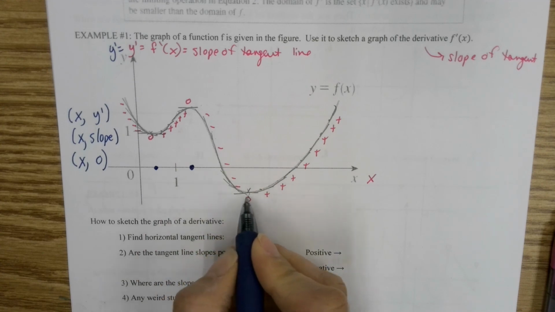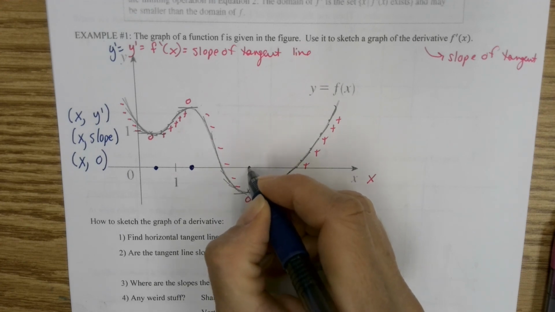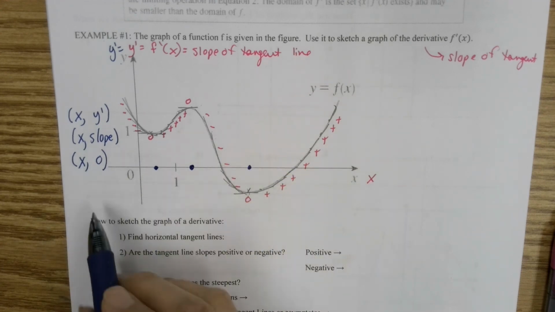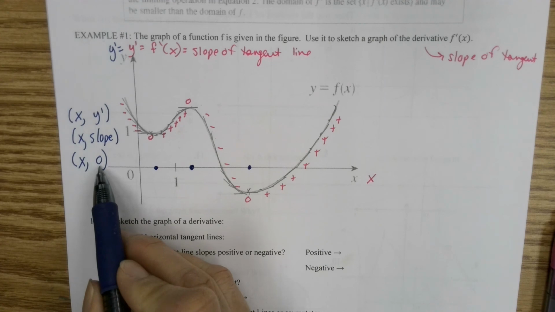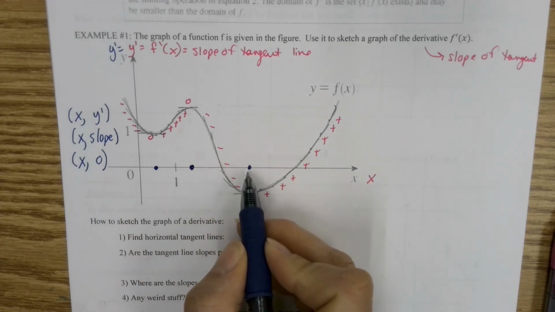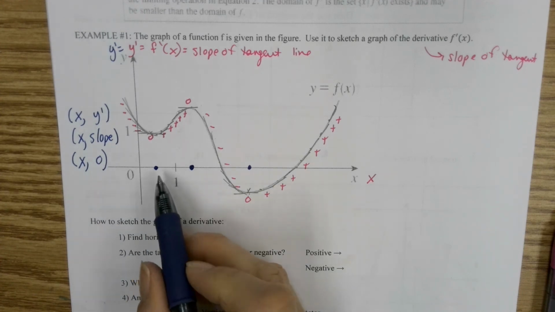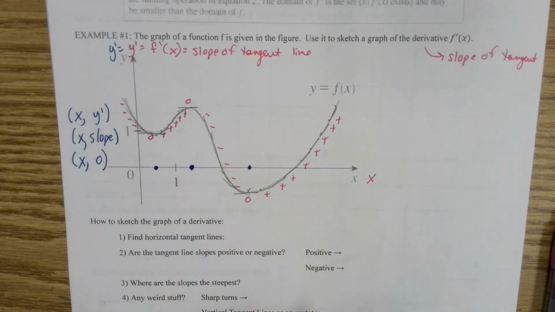Keep on going. Down here where my slope is 0, at this x value, my slope is 0, so that would be the point, whatever that x value is, 0. So I know these 3 points with absolute certainty. The rest of this sketch is going to be an estimate, an approximation. So yours might look a little different from mine. Ours might look a little different from your neighbors.